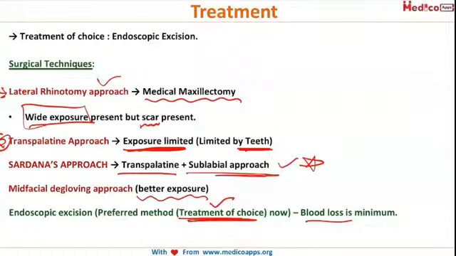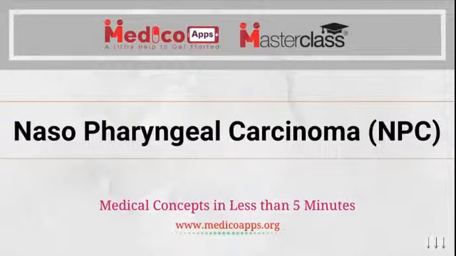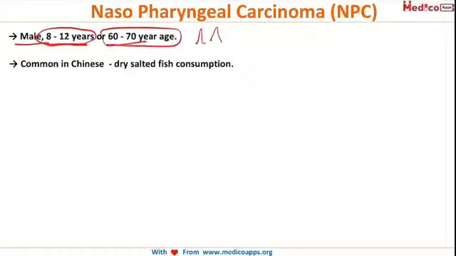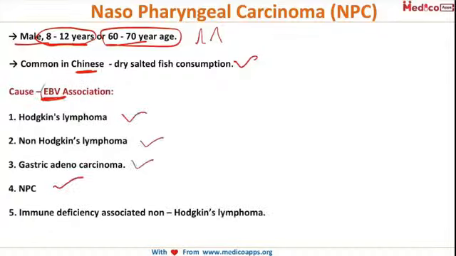All right. Now, with that note, let's now proceed to the nasopharyngeal carcinoma. Okay. Now, it again presents in males. There are two peaks for its presentation, between the age of 8 to 12 years or between the age of 60 to 70 years. It is commonly seen in Chinese due to the consumption of dry salted fish. Okay. So the most common association for this is the association with Epstein-Barr virus.